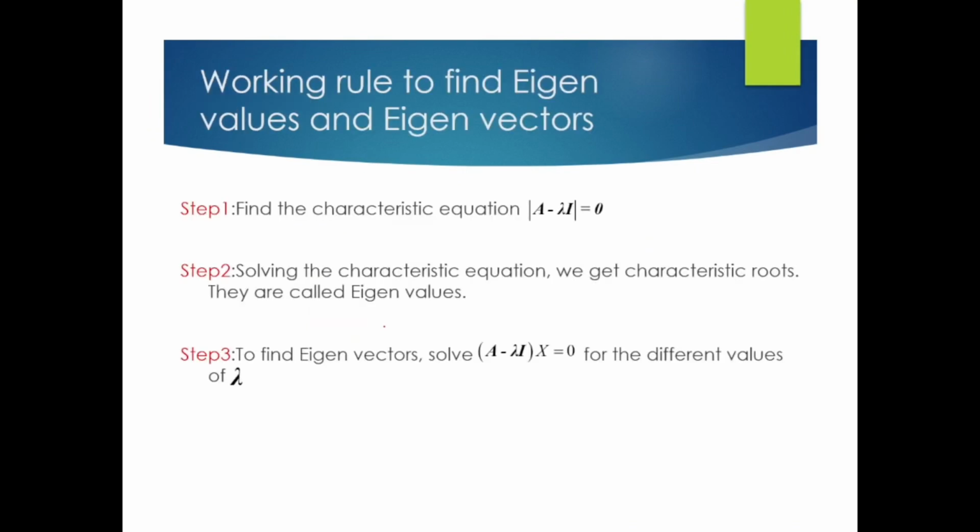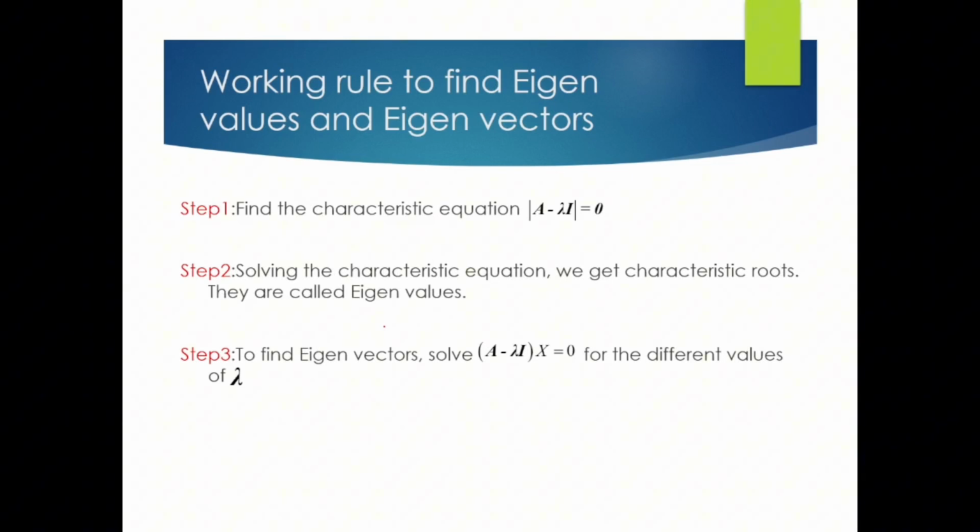Now we will see the working rule to find the eigenvalues and eigenvectors. The very first step is to find the characteristic equation A minus lambda I equal to 0. Second step is to solve the characteristic equation. We get the characteristic roots, which are called the eigenvalues. To find the eigenvectors, we have to solve the equation A minus lambda I into x equal to 0 for the different values of lambda.